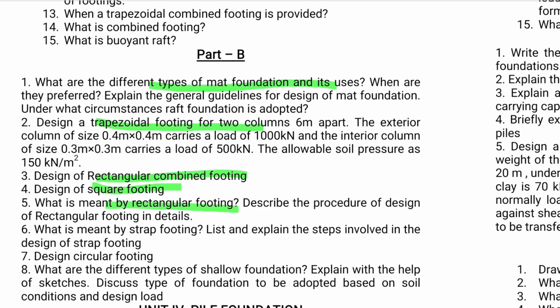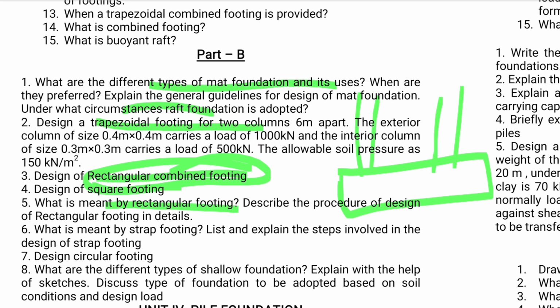There is a difference between the rectangular combined footing and the rectangular footing. The rectangular combined footing has 2 columns, so we design one footing for 2 columns. The rectangular footing is the individual isolated footing. Then strap footing design is also most important, then design of circular footing. What are the different types of shallow foundation? This is a theory question. If you study these designs and footing problems well, we can easily answer.